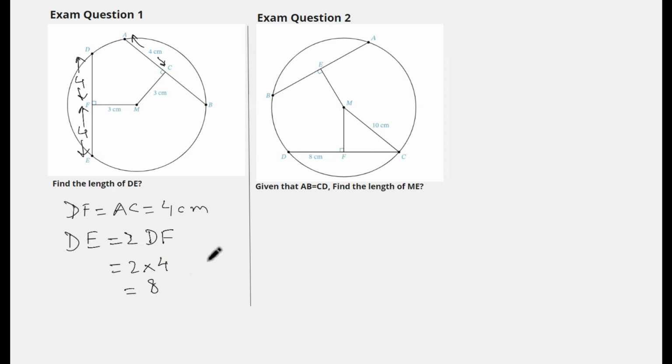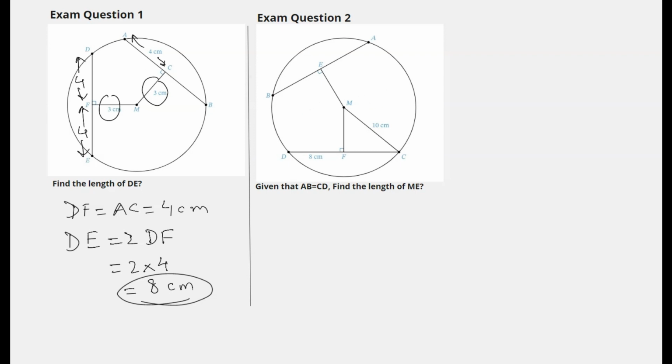So this is the first question. We have used the converse statement of theorem number 2, that if two chords are at the same distance from the center, then the chords are equal. And if chords are equal, then half of them is also the same, and twice 4 is 8. So 8 centimeter is my final answer. Let's proceed to the second question.